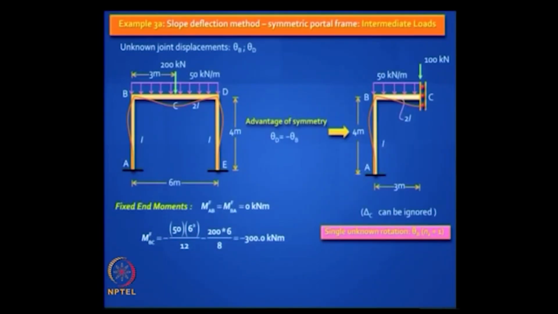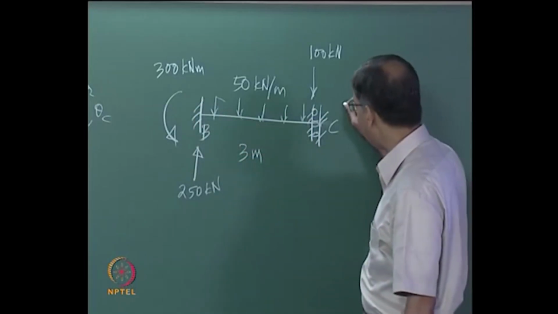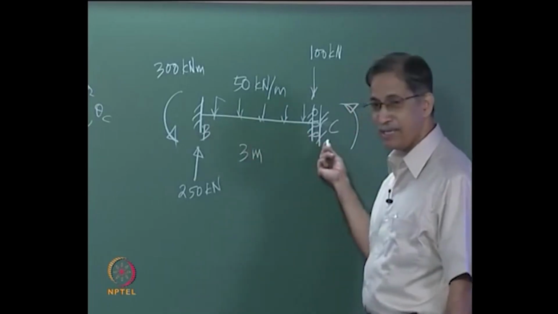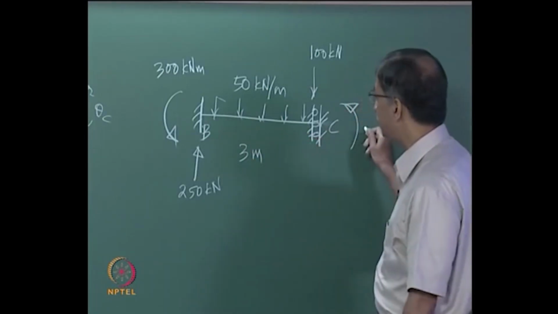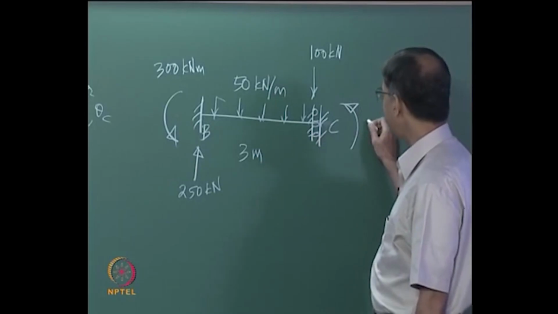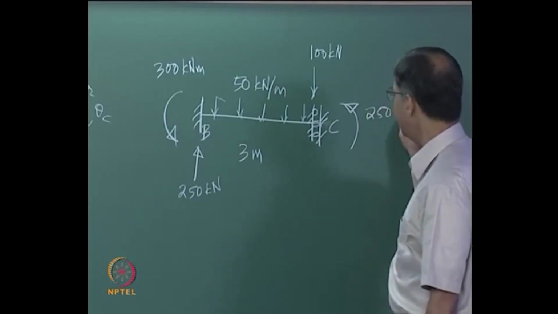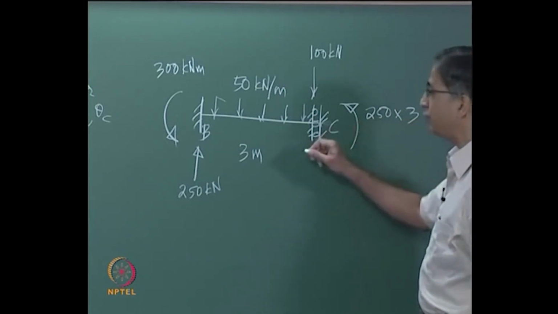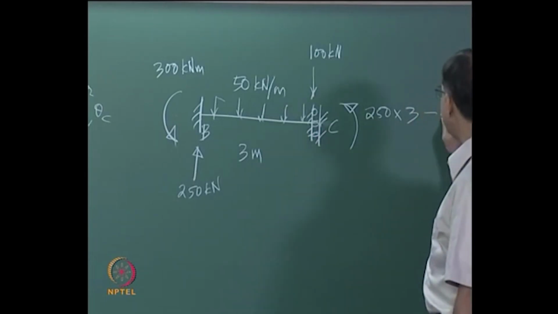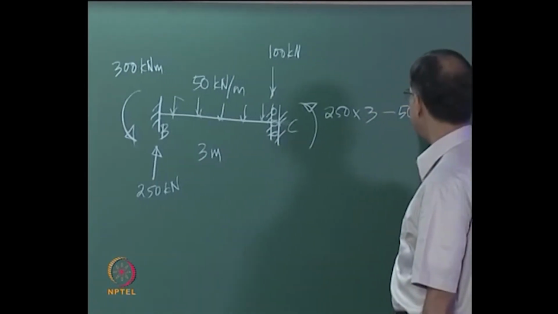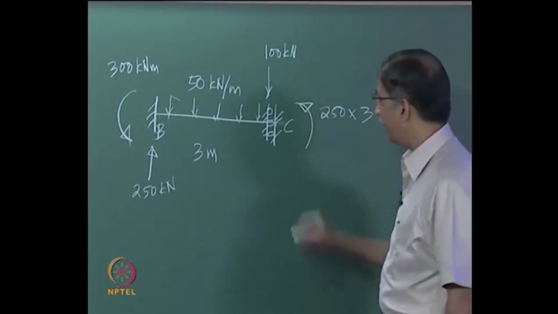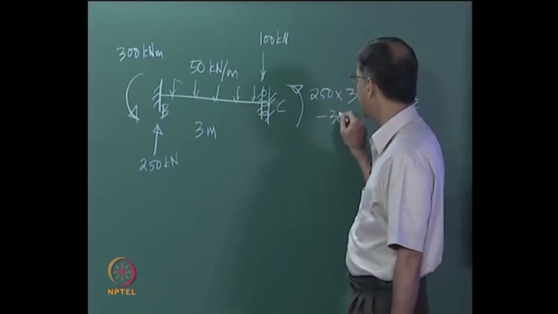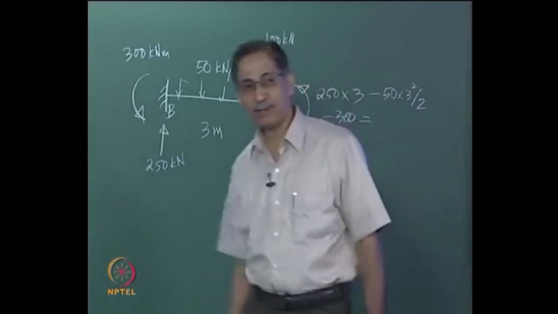After calculating this, it is easy to calculate this. How much will this be? Just take the free body and do it because there is no load here. So this will be 250 into 3 minus 50 into 3, which is 150, so of 50 into 3 squared by 2, do you agree? And this will have no contribution, no lever arm, minus 300. How much does this work out to be? This is the easiest way to calculate that moment.